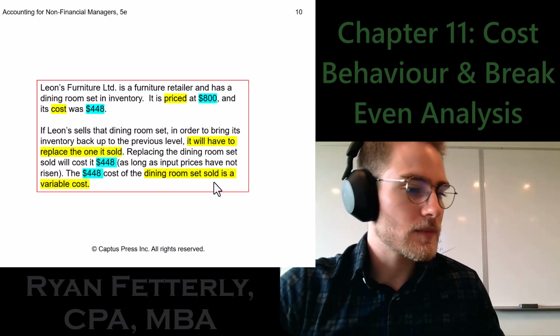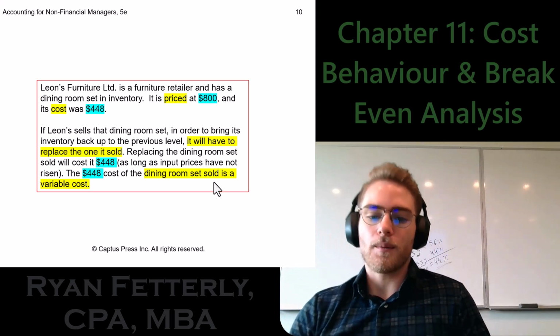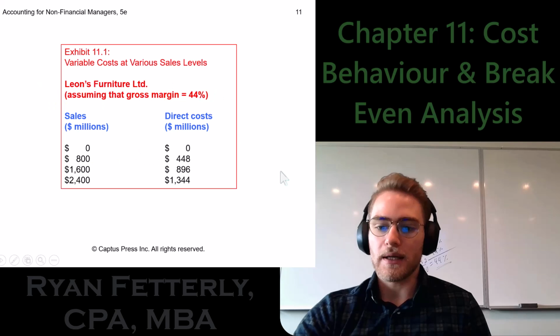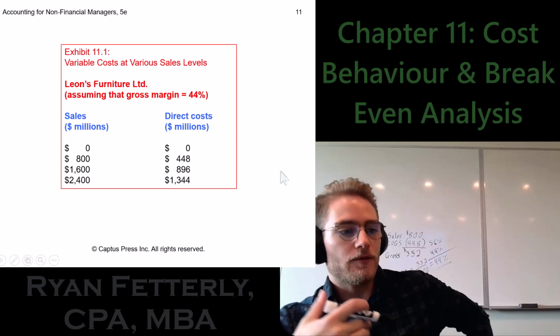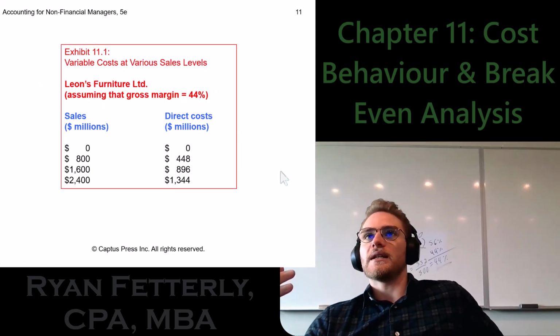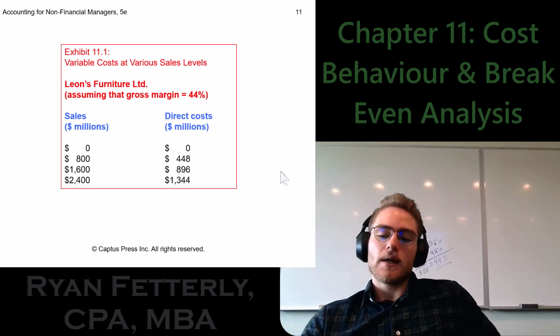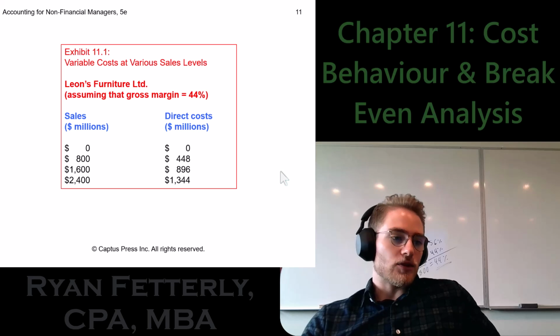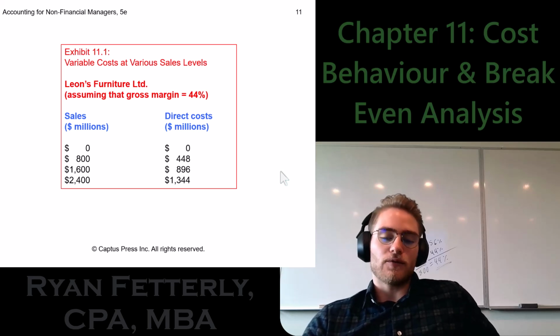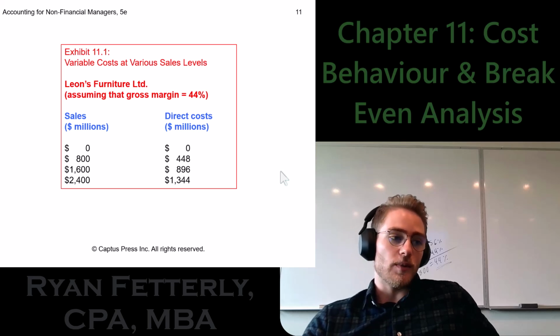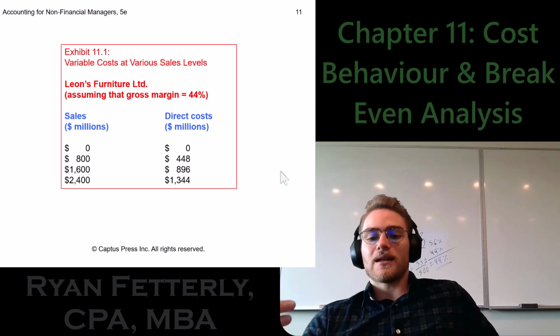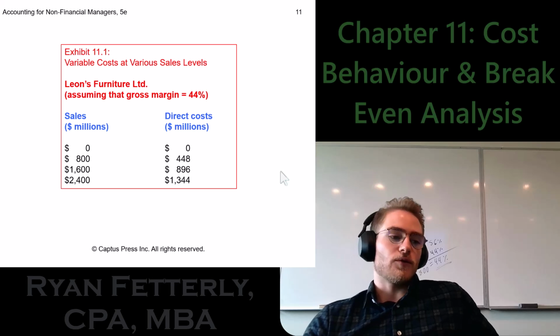So in this example, we're assuming that from the dining room set to the recliners, every different thing has a gross margin of 44%, right? Whether we're selling it for $100 or $1,000. If we're selling it for $100, then we make $44 on the sale. If we're selling it for $1,000, we would make $440 on the sale, because that's 44%.